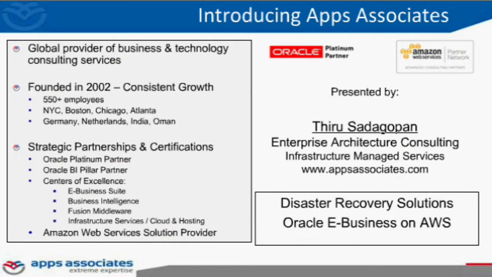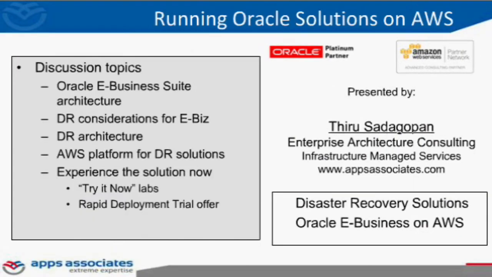So with that introduction, let me move on to what we're going to talk about today specifically. Want to open up with a quick review of the eBusiness Suite architecture and the typical DR considerations for Oracle eBusiness, and look at some sample DR architectures that we see in the market today, and then see how does AWS Platform help in this regard. How do we leverage AWS Platform disaster recovery solutions?